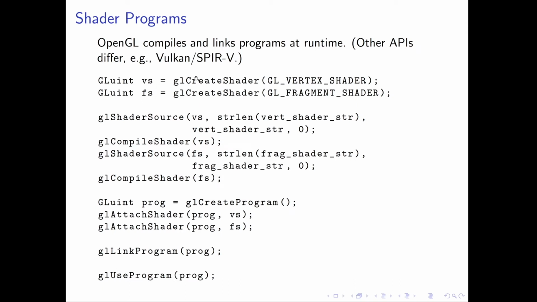We'll really have to create the vertex shader and the fragment shader from source. We take a vertex shader string, which is the actual GLSL program code, and then we compile it. We do the same thing with the fragment shader. Then we create a program, attach the two shaders to it, the vertex shader and the fragment shader, link that program, and then use it.